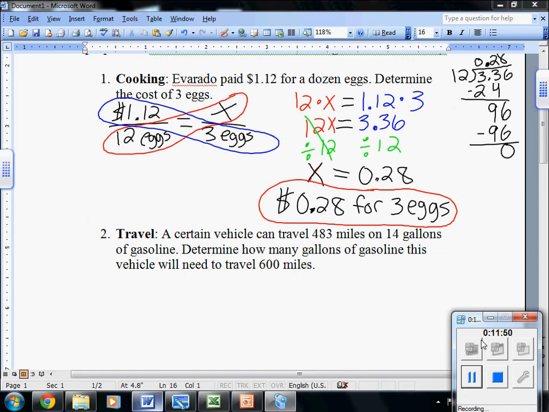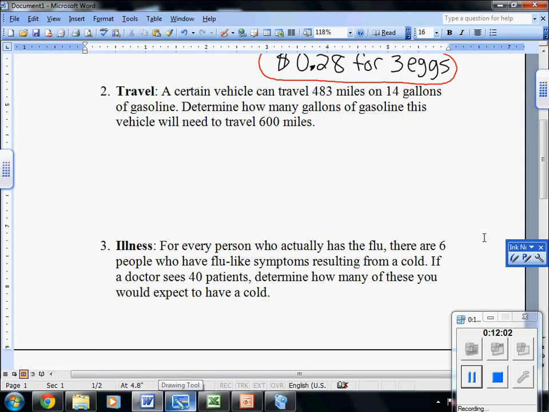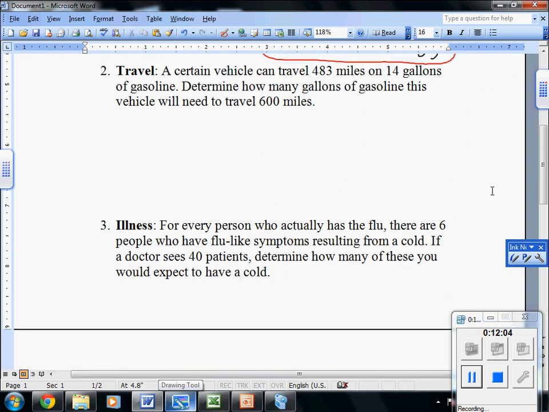All right, so that's going to be example 1. We found out how much it was for 3 eggs. So just focus on lining up your rates, your units of measure. These are rate proportions. So let's take a look at number 2. We'll scroll down and get past that one.